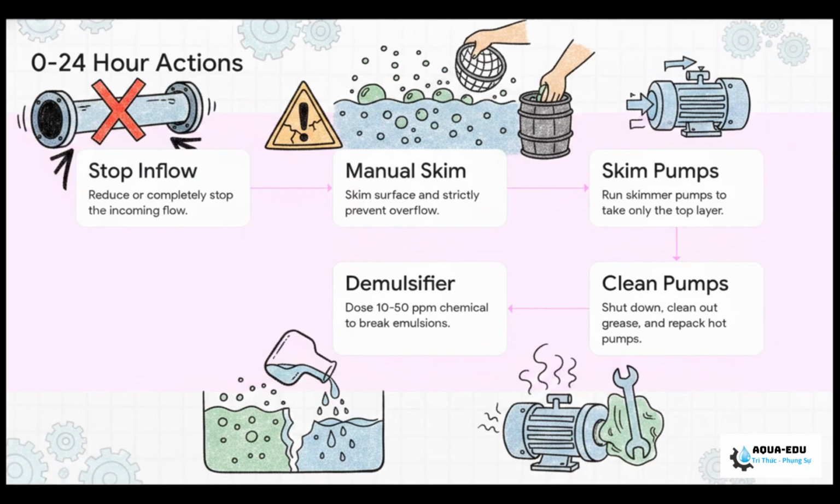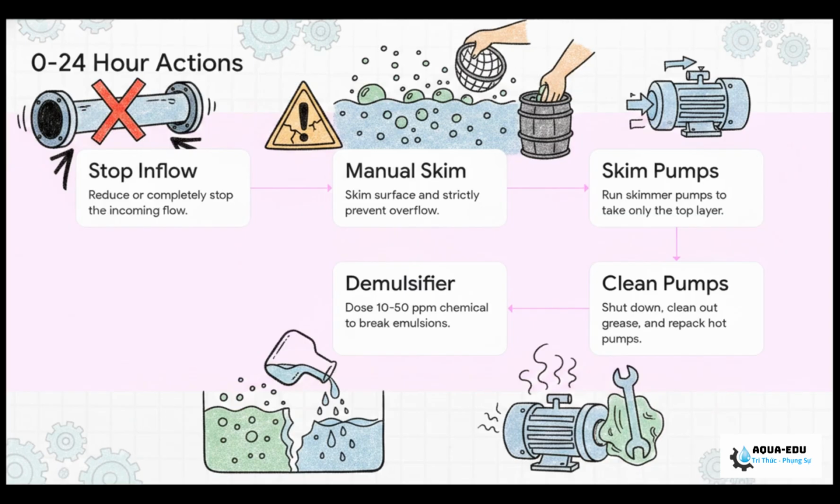Step 1. Reduce or stop the inflow immediately if you can. Step 2. Manually skim the surface with nets and get it into sealed barrels. And I'm warning you right now, strictly avoid letting that scum overflow the baffles into the biological tanks. Step 3. Run your skimmer pumps, but carefully. Only take the top layer.